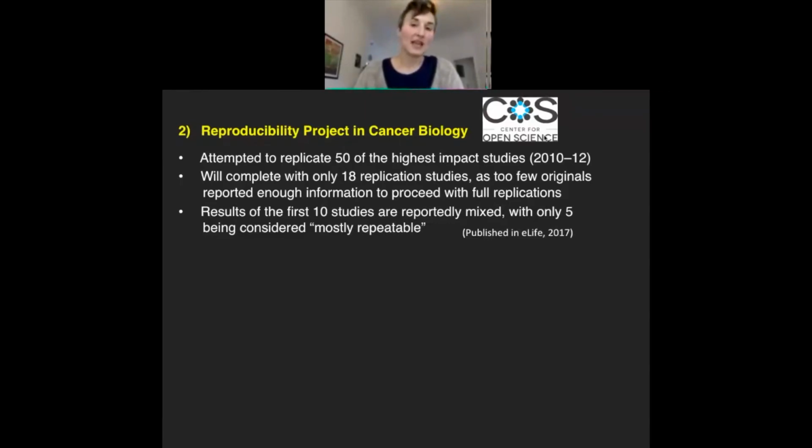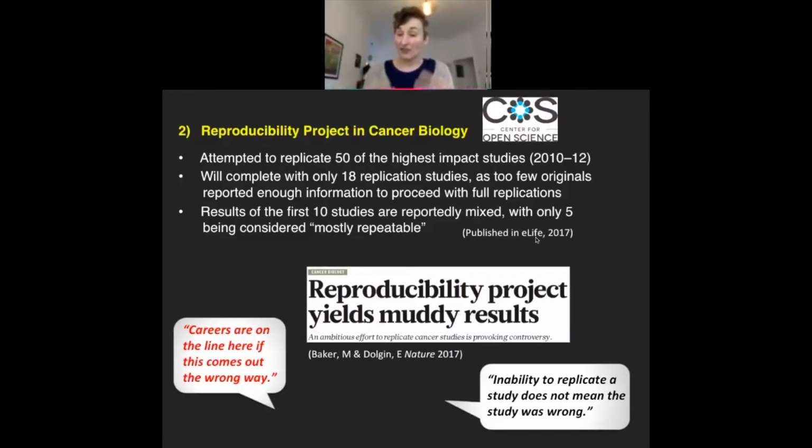This points out that in a lot of papers there is not sufficient documentation for these studies to actually be replicated. And the results were reportedly mixed. 10 of these studies have been published in eLife in 2017, so you can go back and look those up. This study actually published and identified the original papers and the original authors.